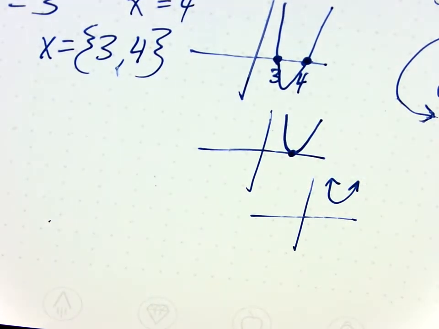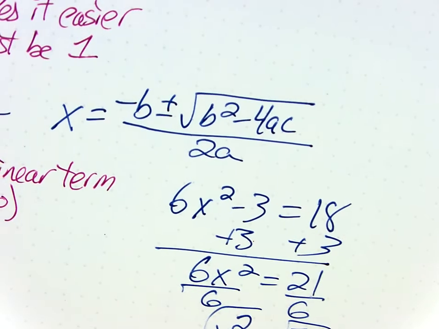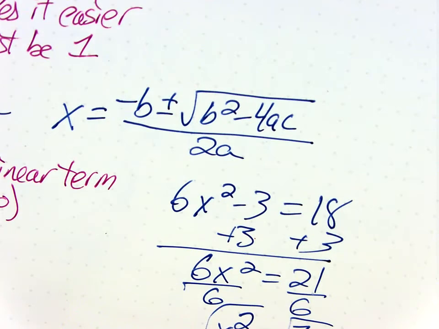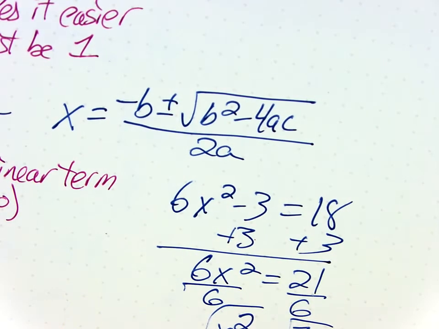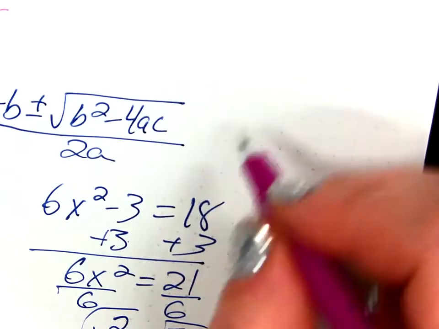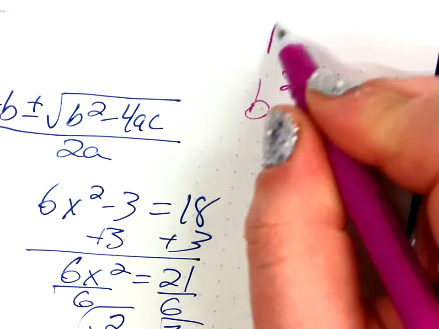Yes. What's inside the root of b squared minus 4ac? If you go back to the quadratic formula, that little thing right there, the b squared minus 4ac, it has its own special name. Everybody remember what that thing's called? Just b squared minus 4ac? Yes, discriminant. B squared minus 4ac is the discriminant.